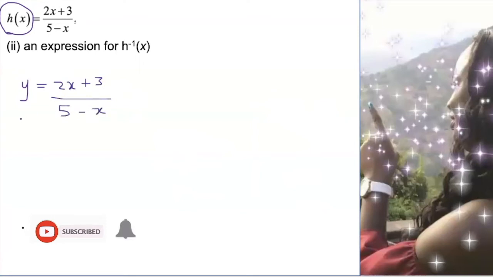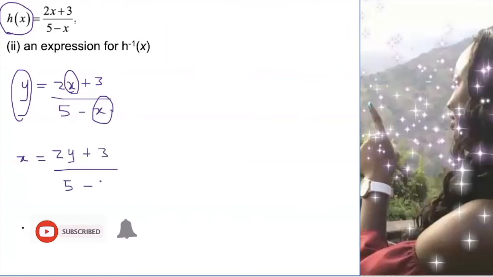The next step, we interchange. So we're going to change this letter y to x, and then the x that we have here, we're going to change to y. So I'm going to have (2y plus 3) over (5 minus y). So this is where we interchange: the y becomes x and the x becomes y. That's what's happening here.